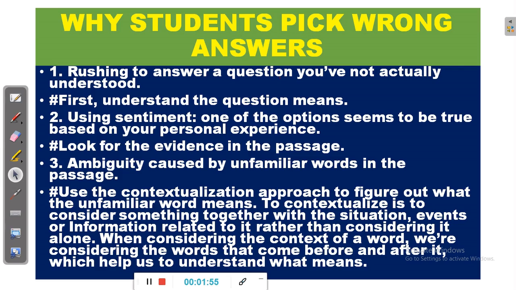Number two, using sentiment. One of the options seems to be true based on your personal experience, but your personal experience is maybe outside the facts stated in the passage. So if you have to get it right, you must look for the evidence in the passage.